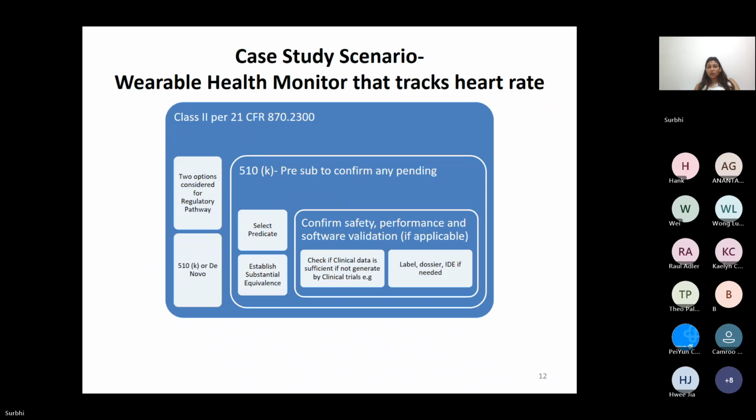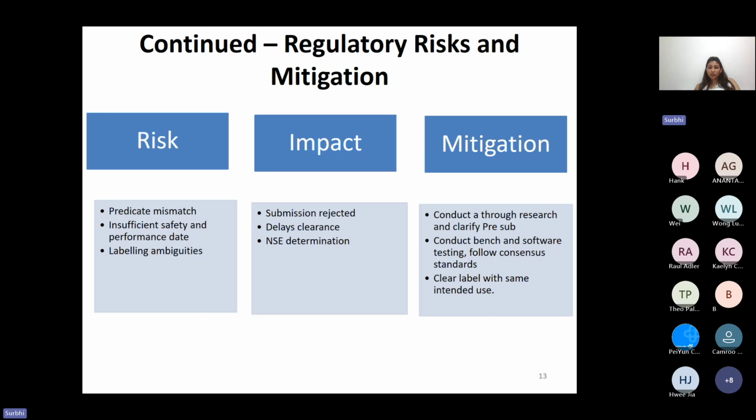Now, while designing this regulatory strategy, I will definitely have some regulatory risk, and everybody has these risks, and we have to have a plan to mitigate them. The biggest risk which all manufacturers have is predicate mismatch. What is the impact? Your submission will be straight away rejected. So advice: whenever you plan for a 510(k), do thorough research on your predicate and get it clarified in pre-sub.